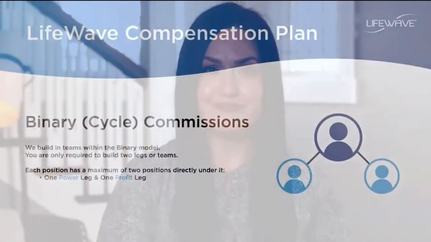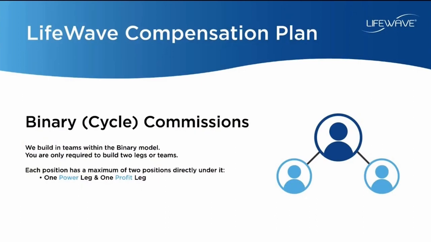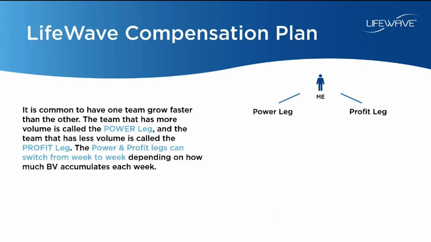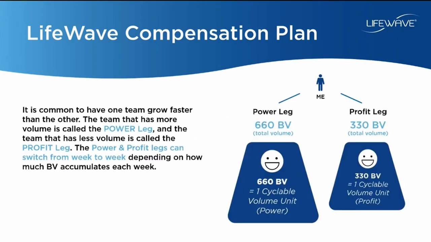Okay, so let's talk a little bit about how binary or cycle bonus commissions are calculated. Within a binary plan, we build in teams, and you only have 2 teams. You have your right leg and your left leg, or your power and your profit leg. It's common to have one team grow faster than the other. Like we said before, the team that's growing faster or has the most volume is considered your power leg, and the team that has less volume is considered your profit leg. These legs can switch from week to week depending on how much BV is accumulated each week.